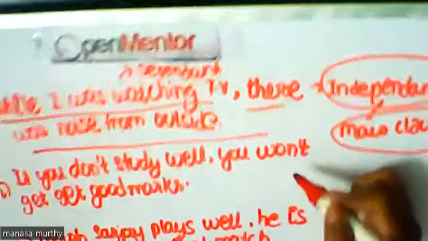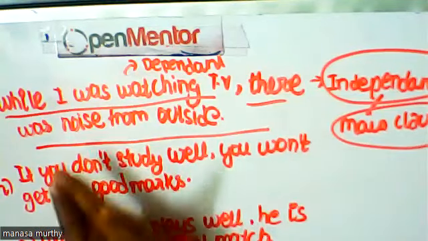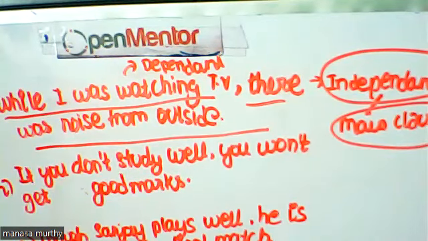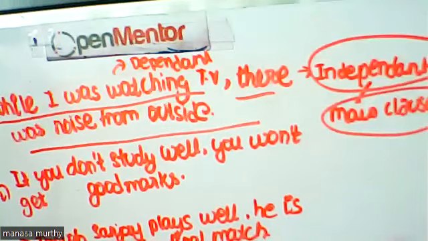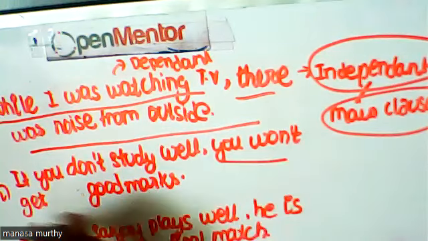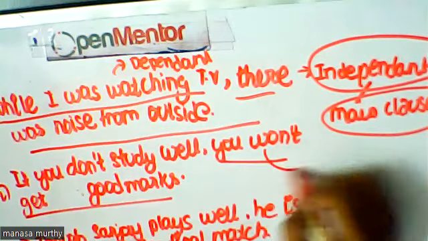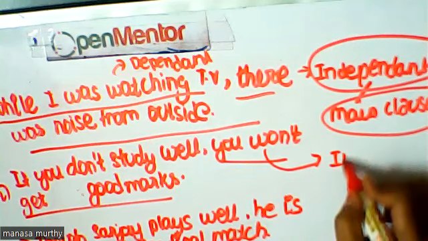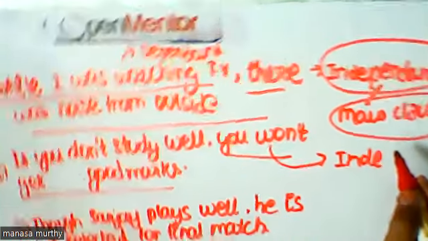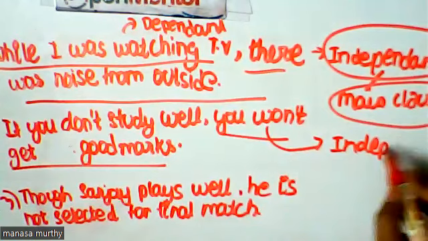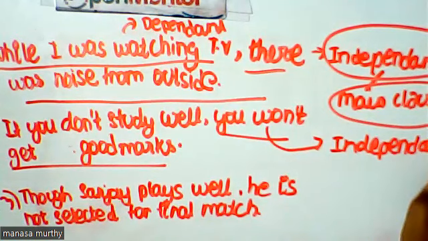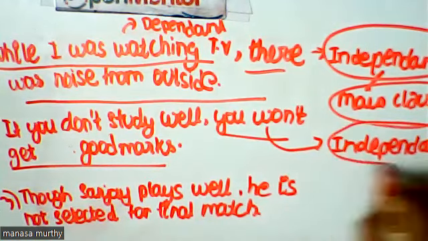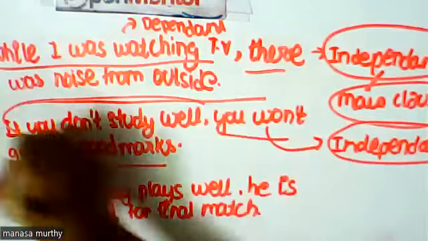If you don't study well, you won't get good marks. You won't get good marks, this is the independent clause. In both these sentences, dependent clauses have come in the first half of the sentence. This is the dependent clause.